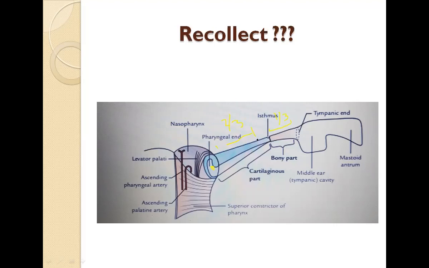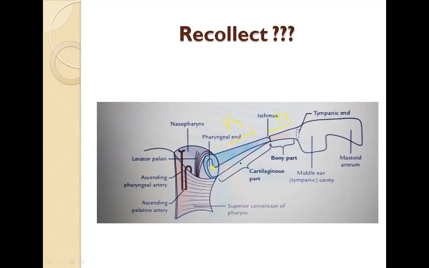Another point of importance is that histologically it is lined by pseudostratified ciliated columnar epithelium, and the cilia beat in the direction of the nasopharynx. So these are the points regarding the parts of the auditory tube. Now moving on to the functions of the auditory tube.